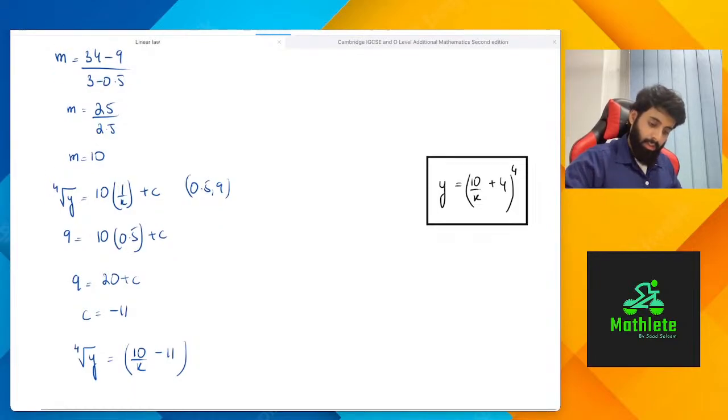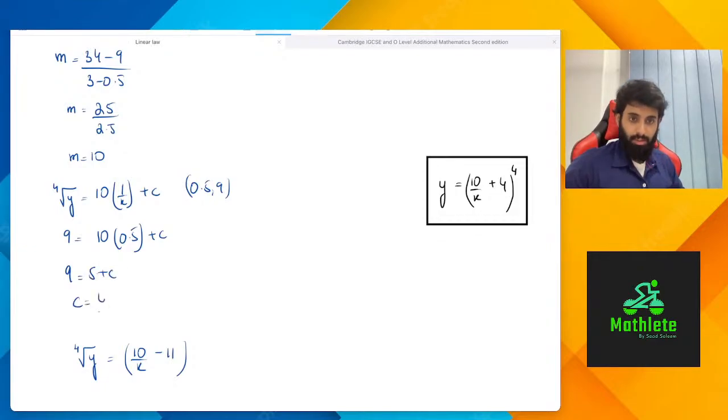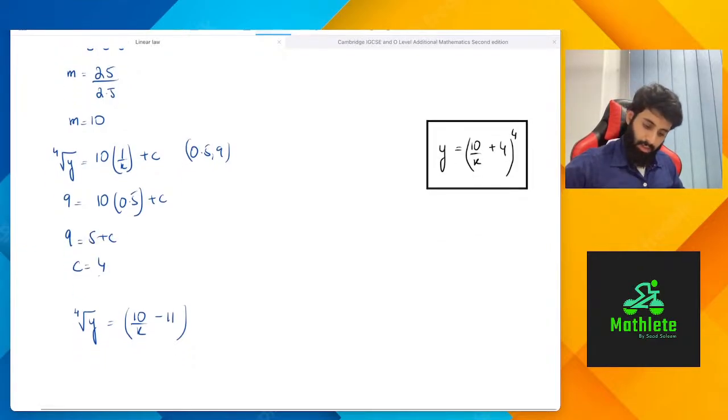Okay, so 10 into 0.5 is going to be 5. 9 is equal to 5 plus c. So c is equal to 9 minus 5, which is equal to 4. And now that you have the value of c, you can complete your equation: fourth root of y is equal to 10 upon x plus 4.